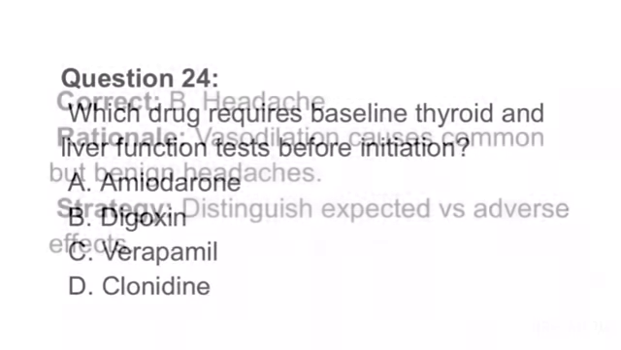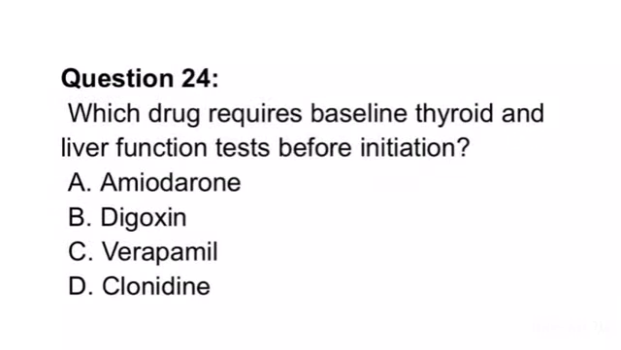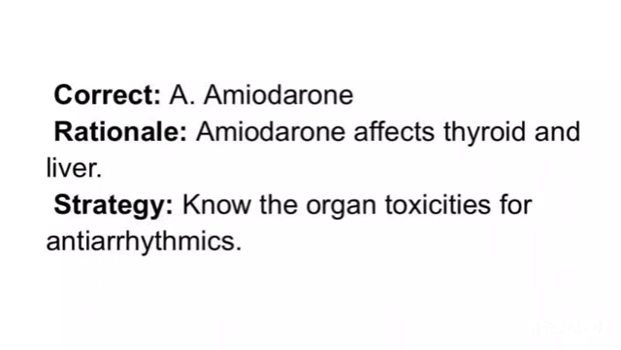Question 24. Which drug requires baseline thyroid and liver function tests before initiation? A. Amiodarone. B. Digoxin. C. Verapamil. D. Clonidine. Correct: A, amiodarone. Rationale: amiodarone affects thyroid and liver. Strategy: know the organ toxicities for antiarrhythmics.